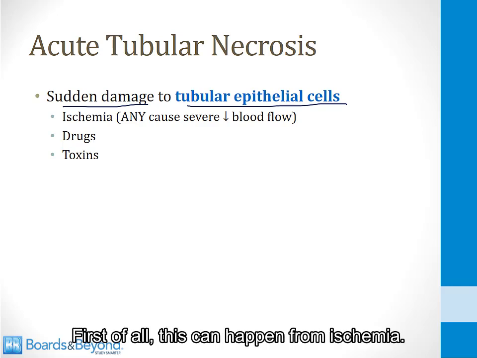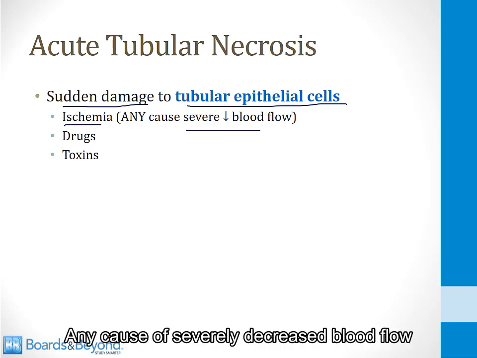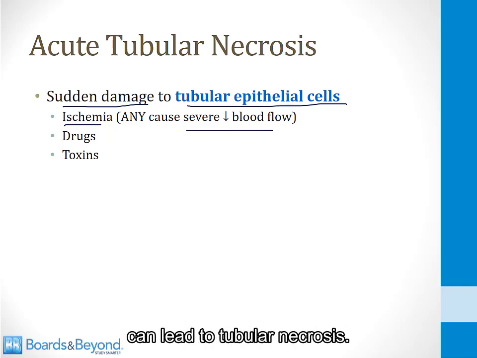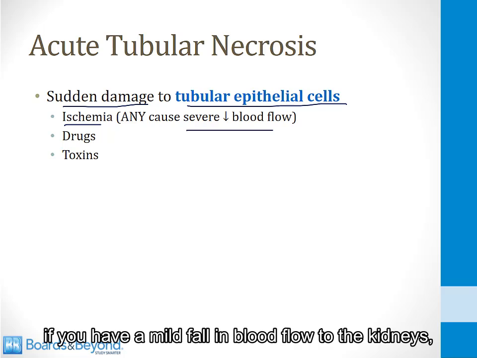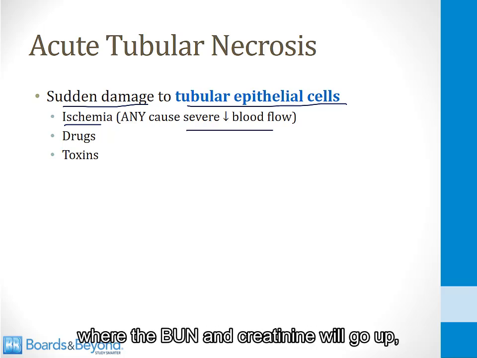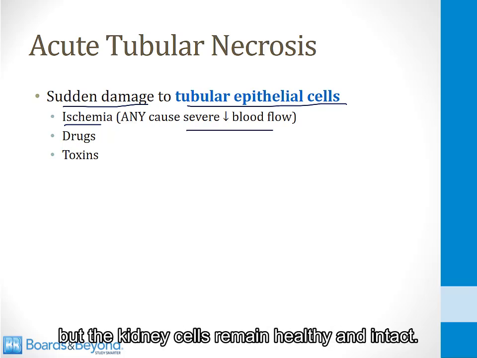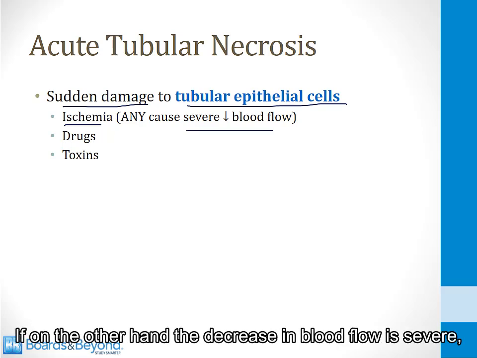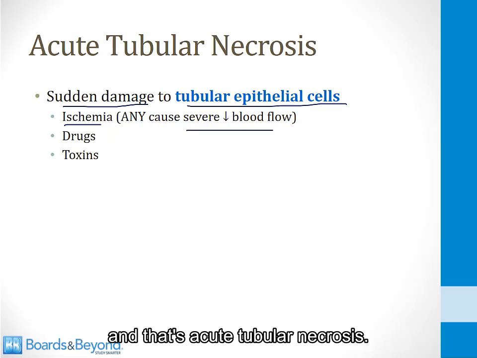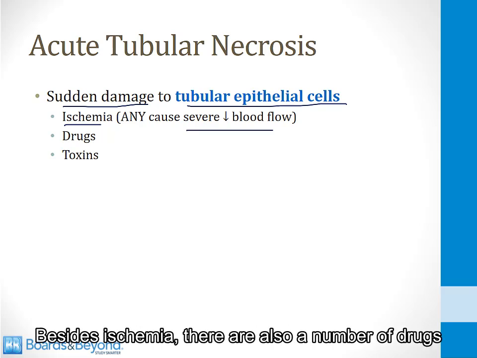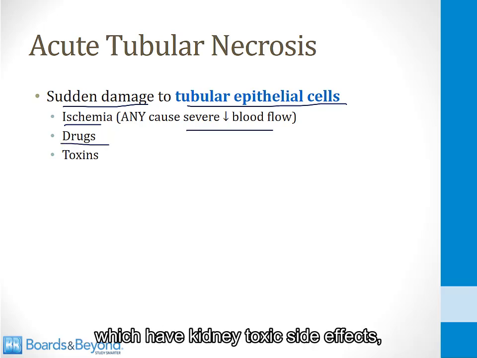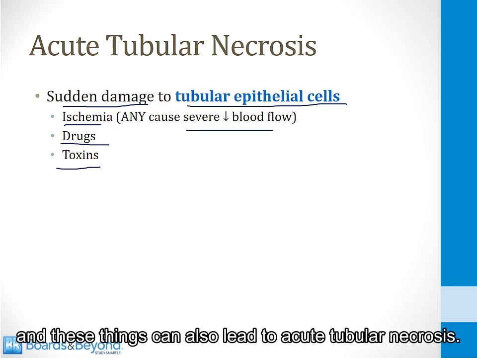First of all, this can happen from ischemia. Any cause of severely decreased blood flow can lead to tubular necrosis. So basically, if you have a mild fall in blood flow to the kidneys, you will see pre-renal failure where the BUN and creatinine will go up, but the kidney cells remain healthy and intact. If, on the other hand, the decrease in blood flow is severe, then those cells begin to die, and that's acute tubular necrosis. Besides ischemia, there are also a number of drugs which have kidney toxic side effects, and there are also a number of toxins, and these things can also lead to acute tubular necrosis.